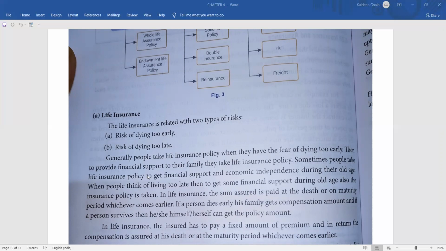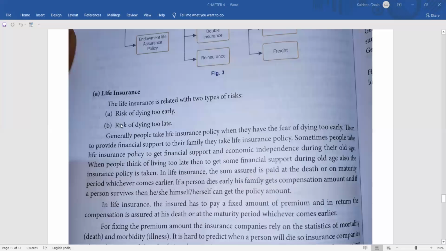So that they can help the family, at least in their absence, the family will be supported by the money provided by the insurance company. Financial support will be there, right? So that is the reason why it's taken first. There is a risk of dying too early. Then the risk of dying too late means people will be thinking, let me make an investment in the insurance company. If I die too early, then my family members will get some compensation.